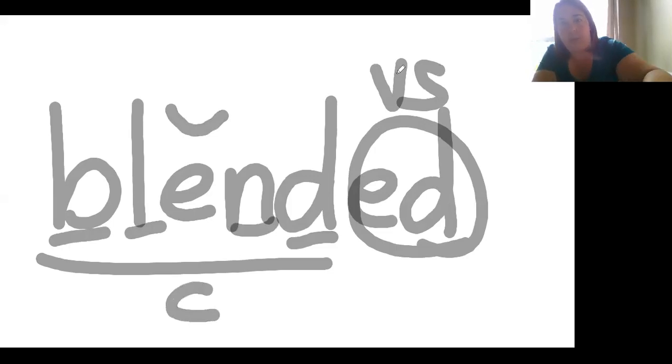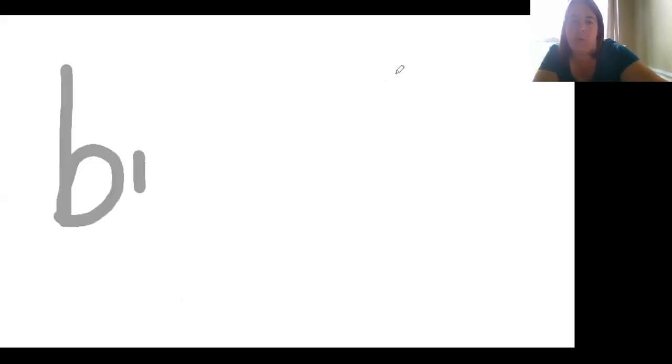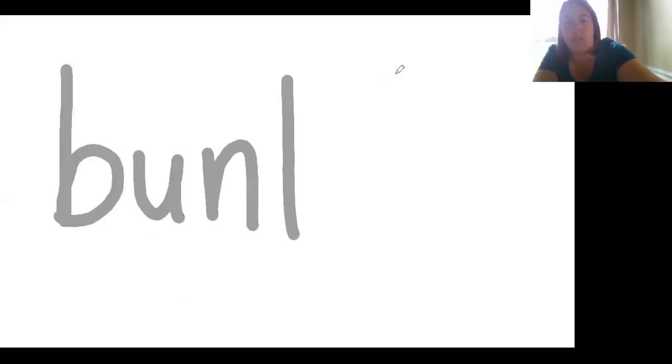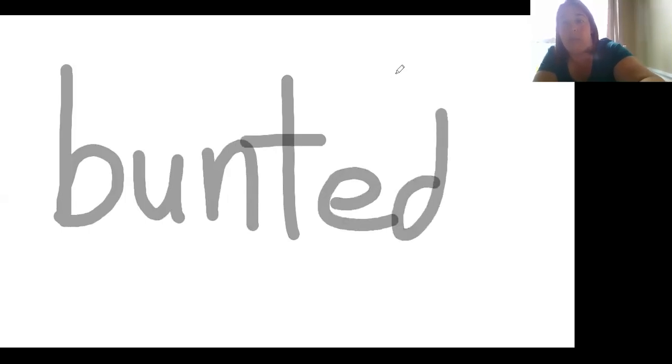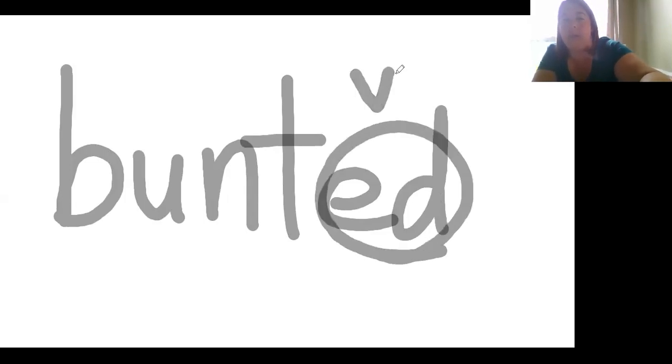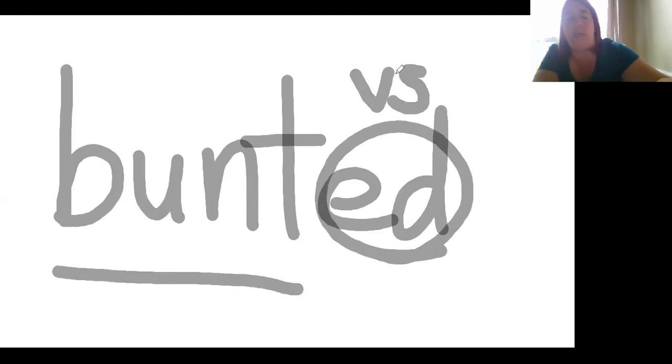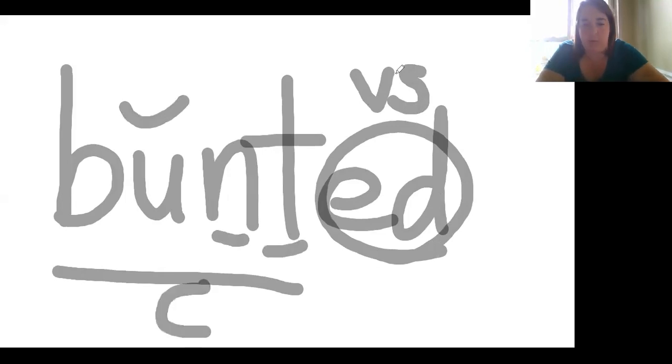Blended. Let's try bunted. Bunted. What's the base word? Bunt. Bunted. I want it to show that it happened before, it happened in the past, so I add ed. Circle that, it's a vowel suffix, underline the base word. Now go back to the base word. U says uh. NT is a blend. That makes this a closed syllable. Bunted. Okay, we have 2 more words.